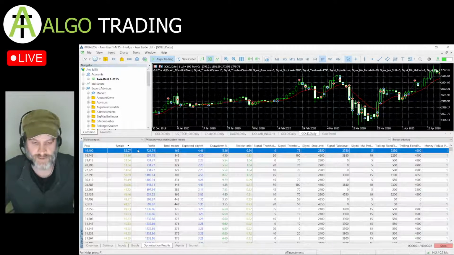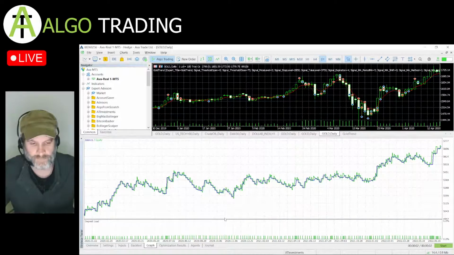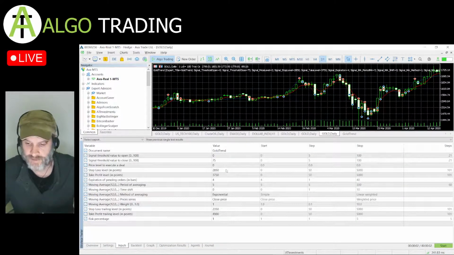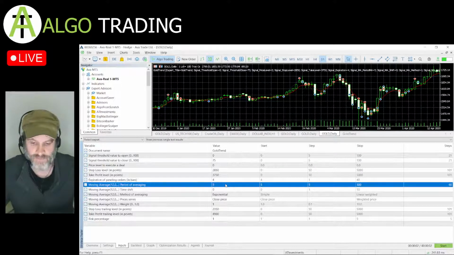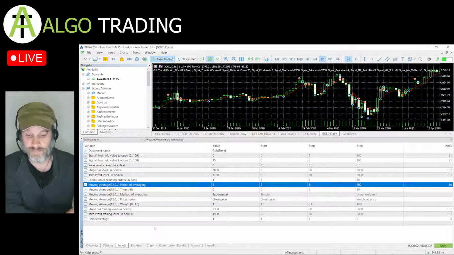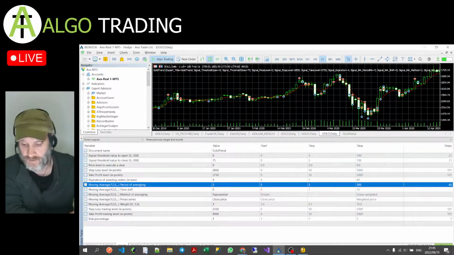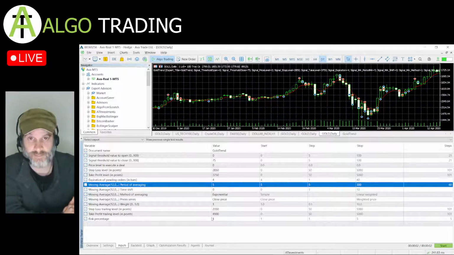Let's have a look at this one. The equity curve is not that great, but I can see it trades basically every day or most days. So it goes up, and the best moving average period is 5. Okay, let's park that one for a bit. I mean, it's profitable. It's not 100% where you want to be, but it's not bad.